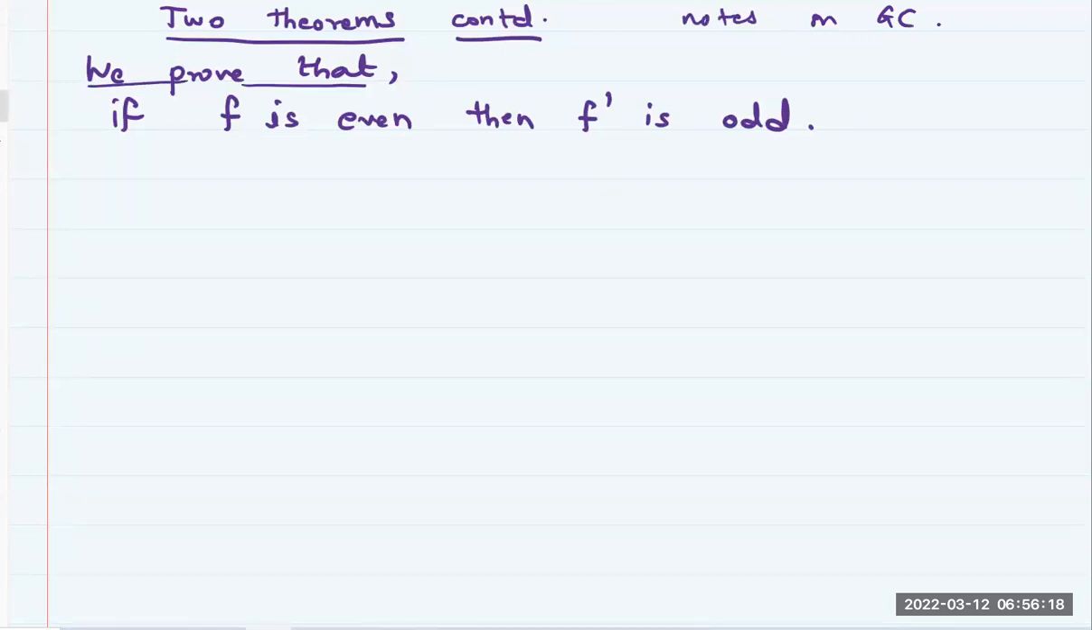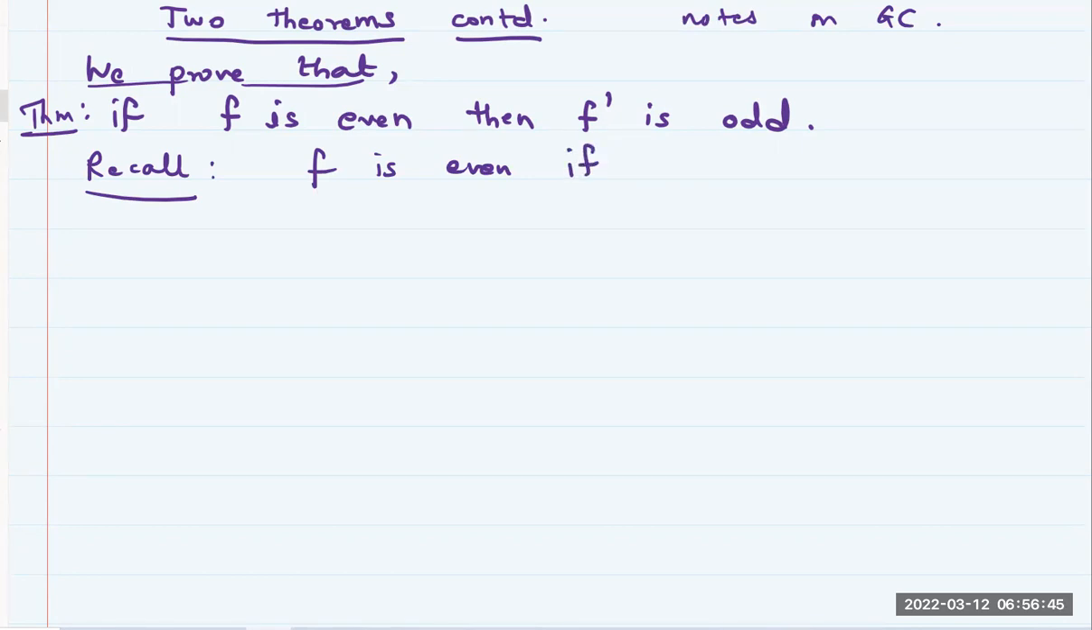Okay, what we have to prove is this theorem: if f is even, then f dash is odd. Now you have to recall a few things over here. First of all, what is an even and odd function? Here f is a real valued function of a real variable.